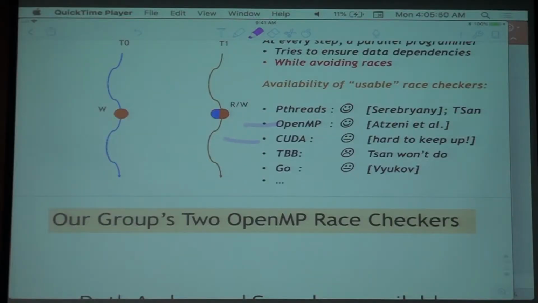Hopefully it will install. For CUDA, tools are available, but there are a lot of them. We don't know which is that good. Unfortunately, for Threading Building Blocks, which is such a great library, it still doesn't have a reliable data race detector. You can use the pthreads data race detector, but it throws a lot of data races. Many of them are not meaningful. Some of them are false alarms. So that's a problem.